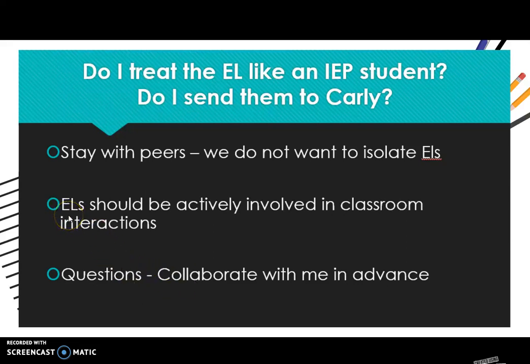And then another reminder and expectation is that English learners should be actively involved in your classroom interactions, and they should be, for the most part, doing the same interactions as other students. So we don't want to give them something where they're not able to talk with their peers or keep them as collaborative partners in our classroom.